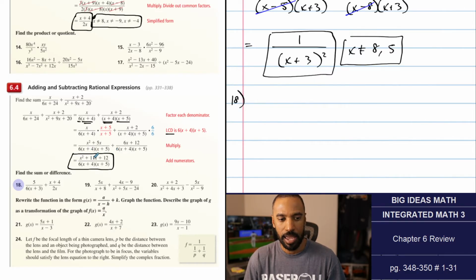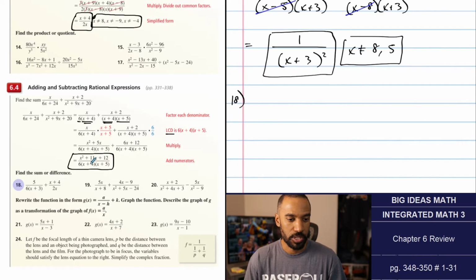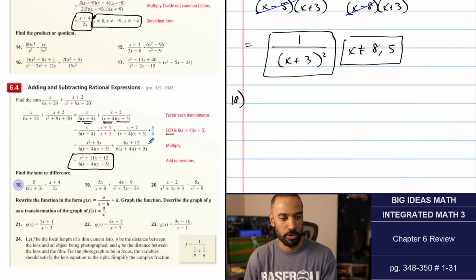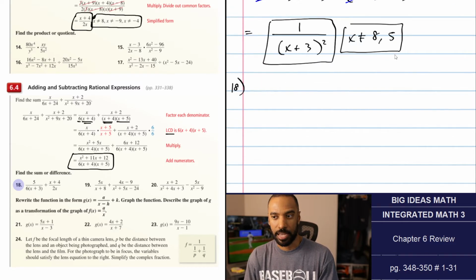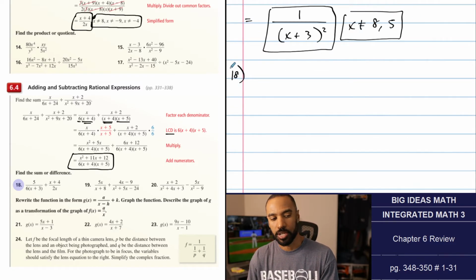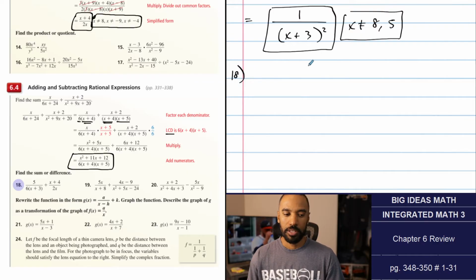That being said, if this numerator, x squared plus 11x plus 12, could factor, you would attempt to. And let's say there was an x plus 4 inside there that factored, you would cancel them out, and then you'd have something even further simplified. And x equals negative 4 would be a restriction. But there's nothing there, so we leave it. All right, let's jump to number 18.